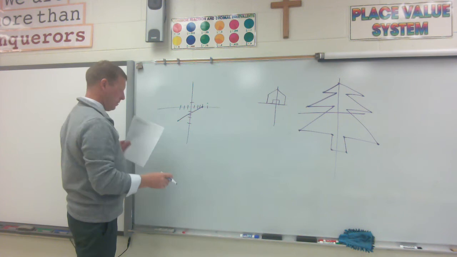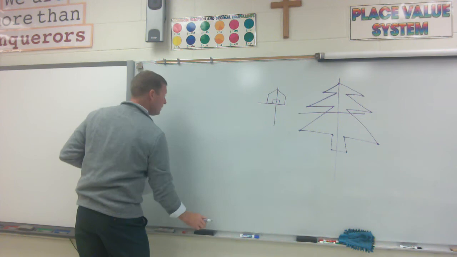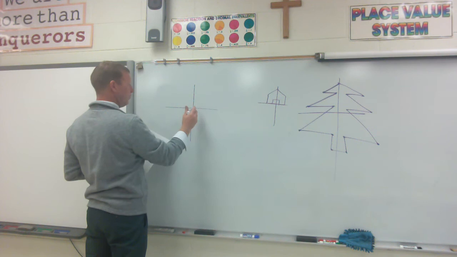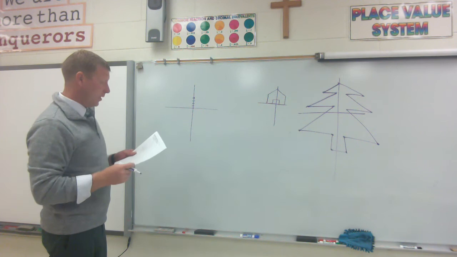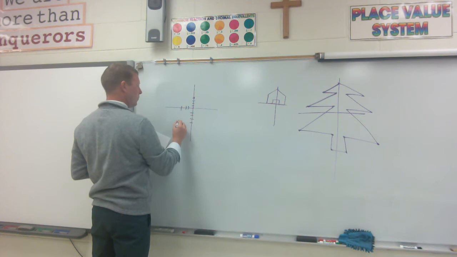And I need to tell you not to listen to me yet. Sorry, I got to start over. I hope you were yelling at me on your computer, because the first thing I did was 4, 0 instead of 0, 4. So 0 and then up 4. Okay, sorry about that. 0 and up 4. Now over 3 and down 4.